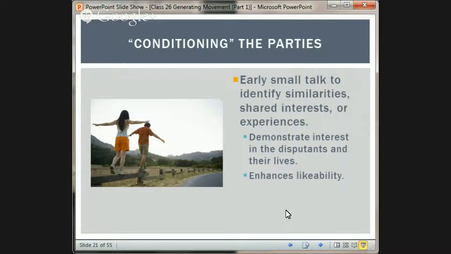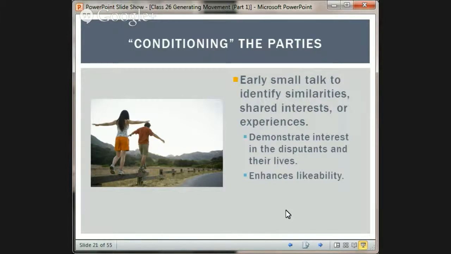You want to engage in small talk to identify similarities, shared interests, or experiences. You can do this before the mediation even starts, in your pre-mediation contacts. This is really important because it demonstrates interest in the disputants and their lives, and it also enhances likability.